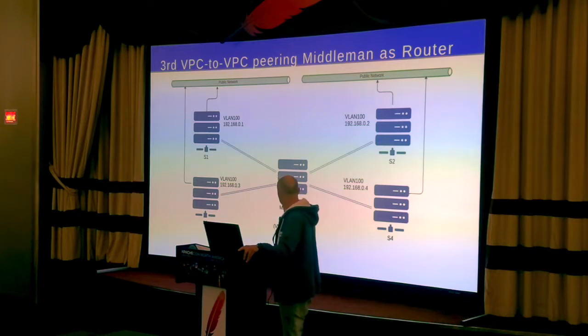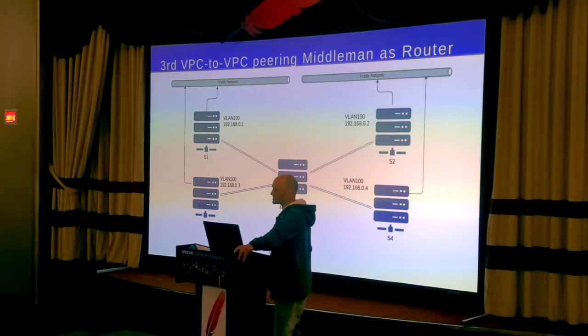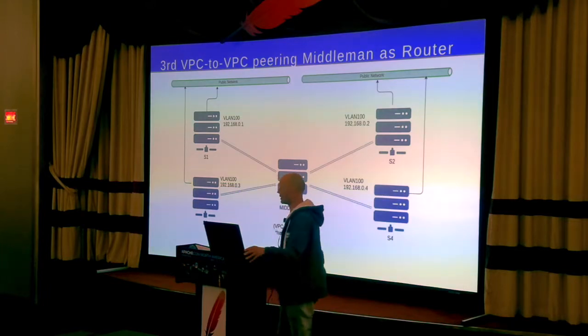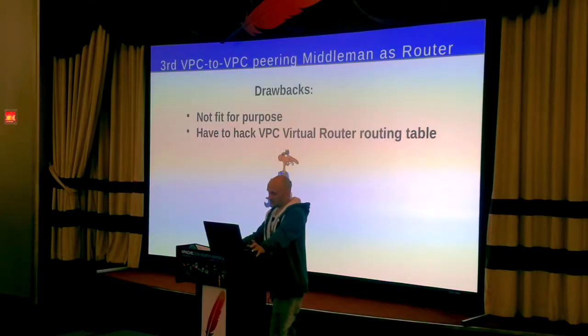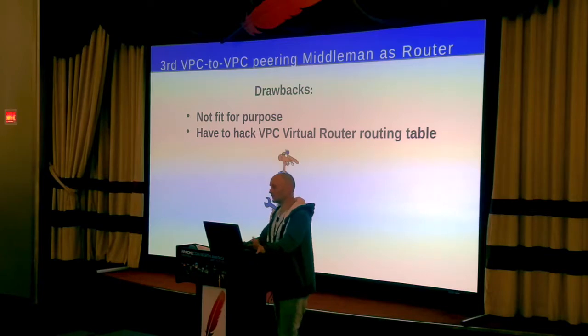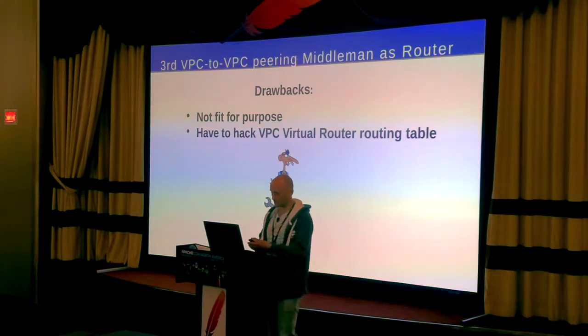Also, creating this VPC over here, we didn't create any tiers for it, so that saves on some NICs, and we could purely use it as a router. But the problem was that you have to manually set up these routing tables on the virtual router. So the drawback is that it's pretty obvious the solution was not fit for purpose, because it's a clumsy requirement to make it work, and it's not user friendly since you have to basically hack the virtual router routing table.